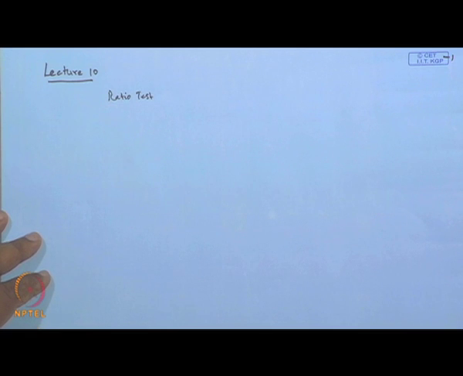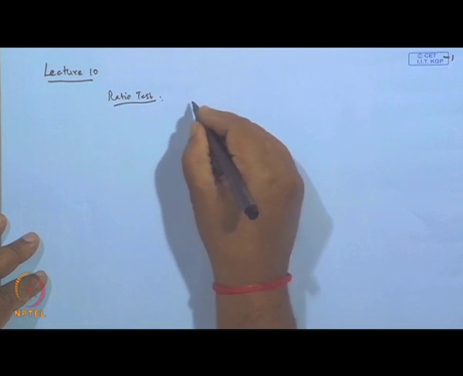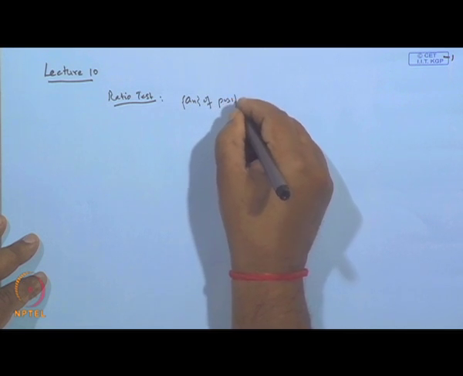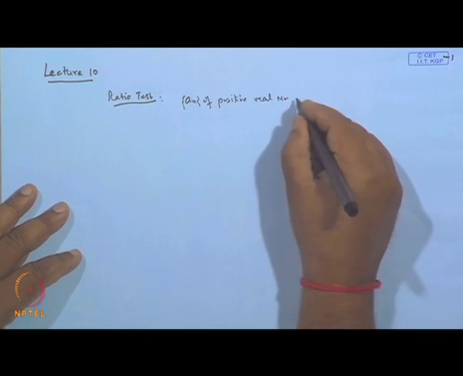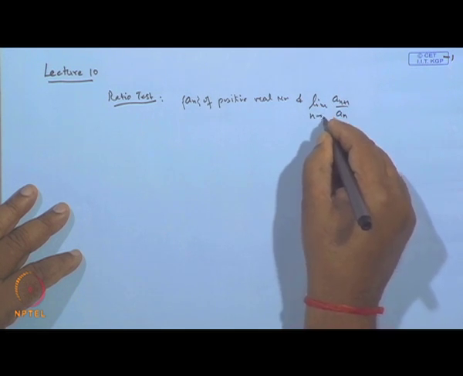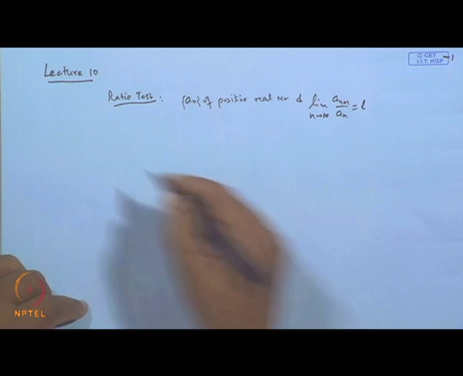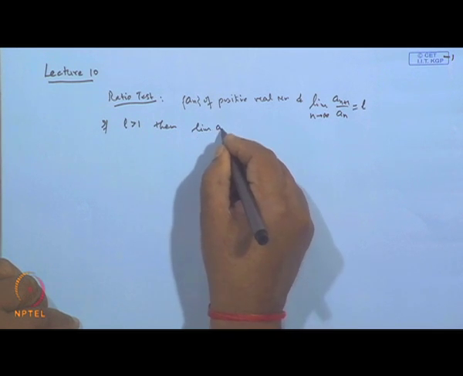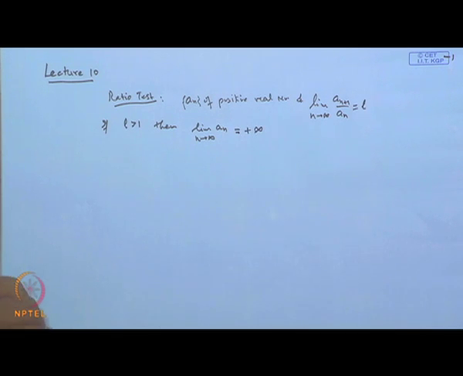that if a n is a sequence of positive real numbers, and if the limit of a n plus 1 over a n as n tends to infinity is, say, L, and if L is greater than 1, then the limit of this sequence a n as n tends to infinity will be diverging and diverges to infinity.